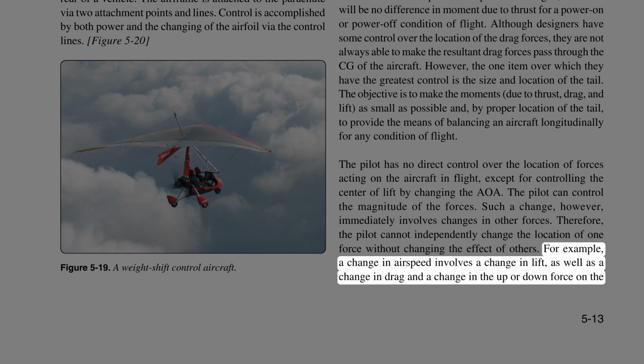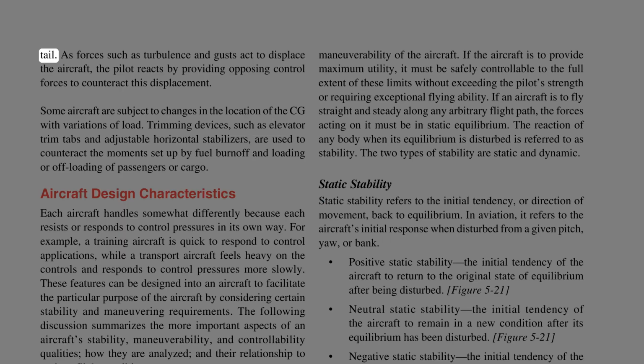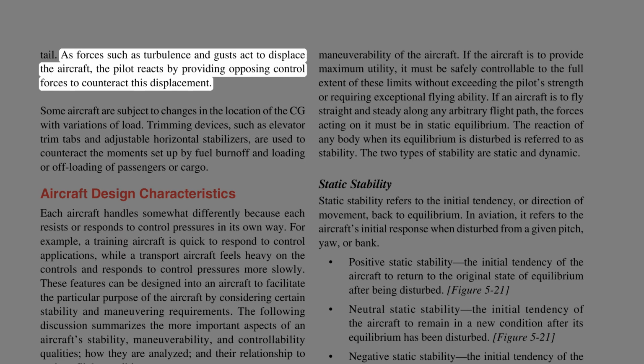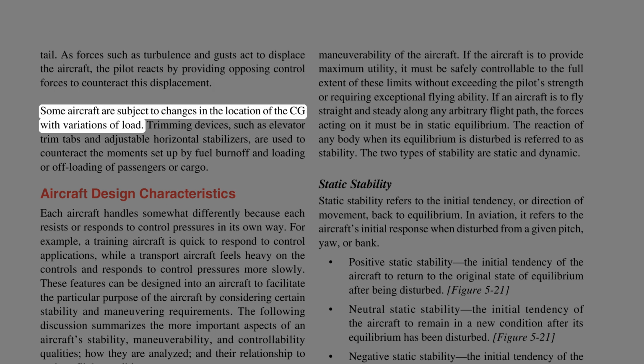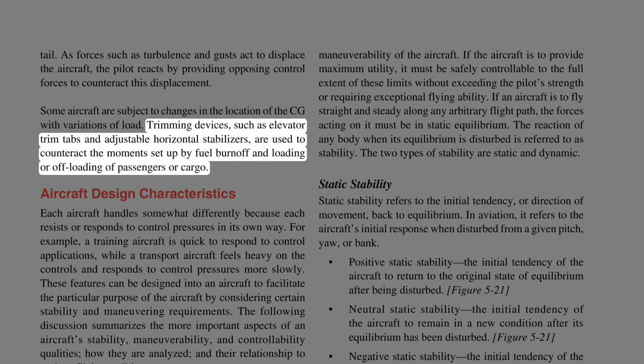For example, a change in airspeed involves a change in lift, as well as a change in drag and a change in the up or down force on the tail. As forces such as turbulence and gusts act to displace the aircraft, the pilot reacts by providing opposing control forces to counteract this displacement. Some aircraft are subject to changes in the location of the CG with variations of load. Trimming devices, such as elevator trim tabs and adjustable horizontal stabilizers, are used to counteract the moments set up by fuel burn-off and loading or offloading of passengers or cargo.